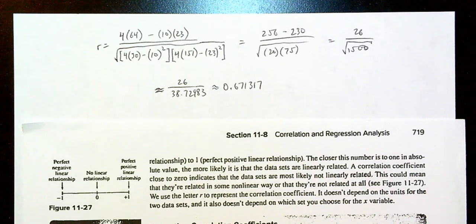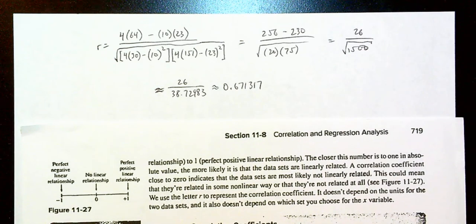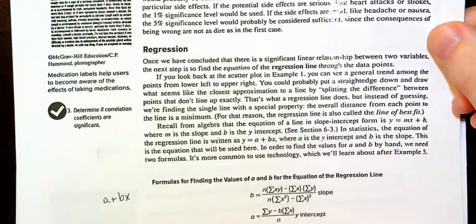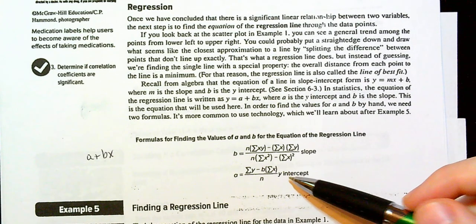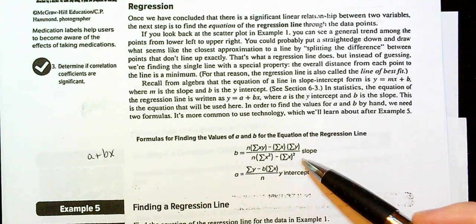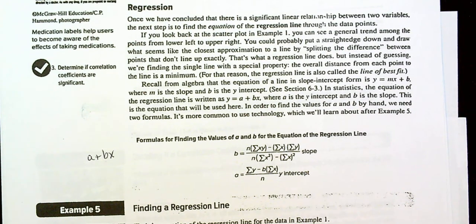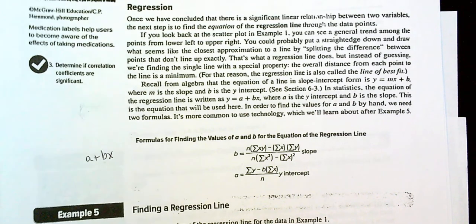All right, so let's continue on. Let's find the A and B values, or the slope and the y-intercept for our line of best fit, or our regression line. As a recap, the formulas for the slope B and the y-intercept A in a plus bx are given right here. So we are going to do those calculations and figure out what those things are.